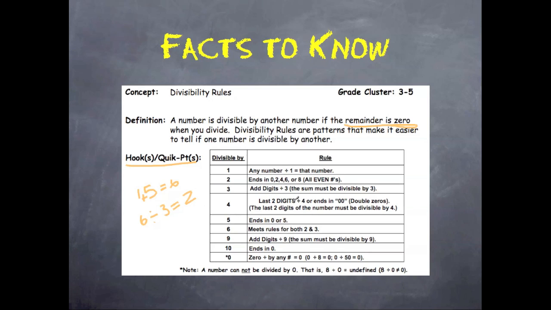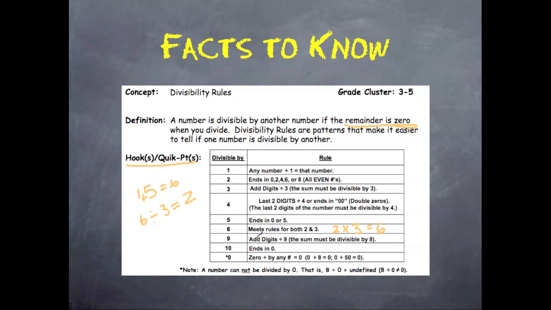The rule for 4 is if the last 2 digits are divisible by 4, or if the number ends in double zeros, that means the entire number is divisible by 4. The rule for 5 is if the number ends in 0 or 5, it's divisible by 5. For 6, we have to check if the number is divisible by both 2 and 3. And if it is, that means the entire number is divisible by 6. And that is because 2 times 3 is equal to 6.